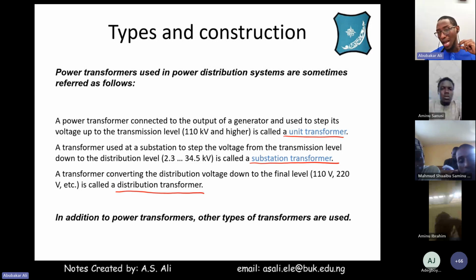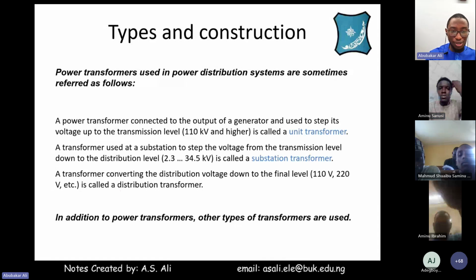So if you go to NEPA, I think they have a substation in BUK. If you go there, the transformers you will see are different from the one you will see outside electrical. So the one outside electrical is the distribution transformer, okay? If you go to the BUK powerhouse, you will see the substation transformer. And if you go to Dan Agundi, if you know Dan Agundi, that powerhouse where they are trying to make a flyover, if you go there maybe for a visit, you will be able to see a unit transformer there.